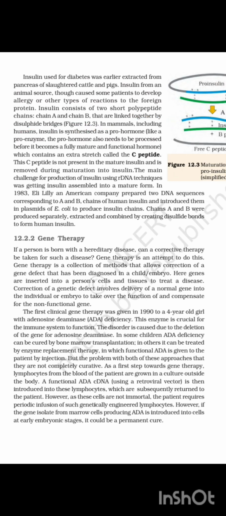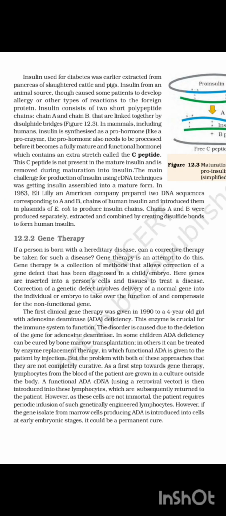Figure 12.3. In mammals, including humans, insulin is synthesized as a prohormone, like a proenzyme. The prohormone also needs to be processed before it becomes a fully mature and functional hormone, and it contains an extra stretch called the C-peptide. This C-peptide is not present in the mature insulin and is removed during maturation into insulin. The main challenge for production of insulin using rDNA technology was getting insulin assembled into a mature form.